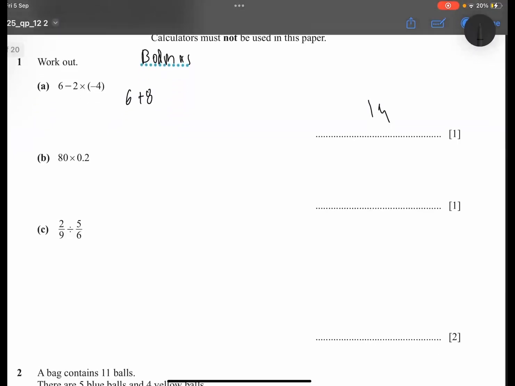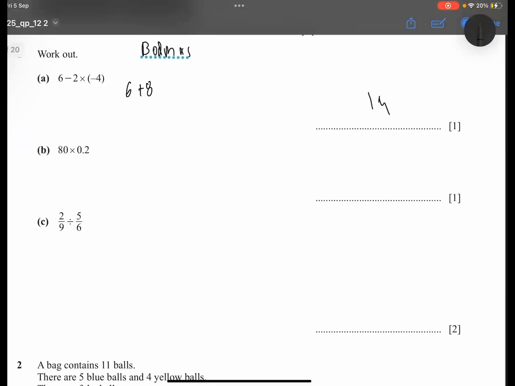It would be a good idea to write your answers on the dotted line. Otherwise, the examiner may not count your answer. Next, we have 80 into 0.2. Since there are two numbers behind the decimal point, it will be 16.0.